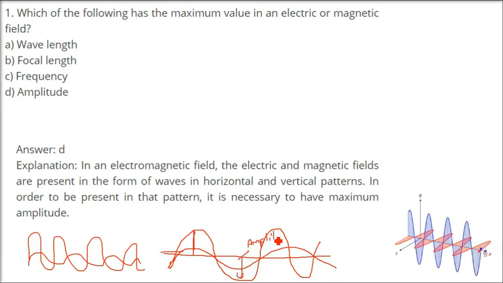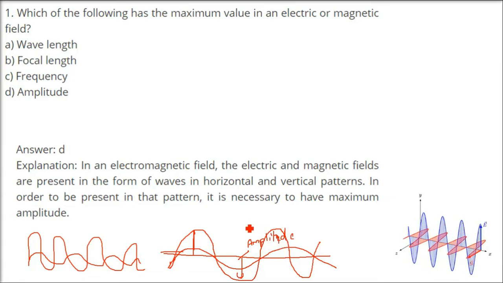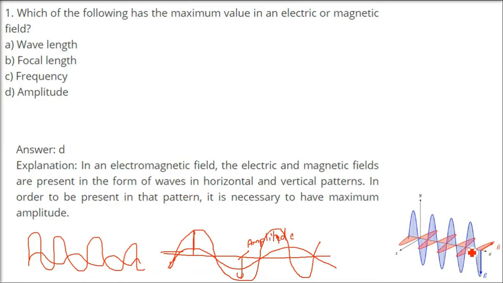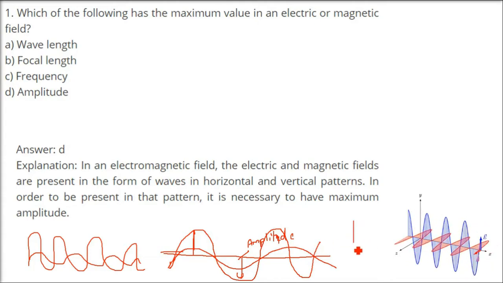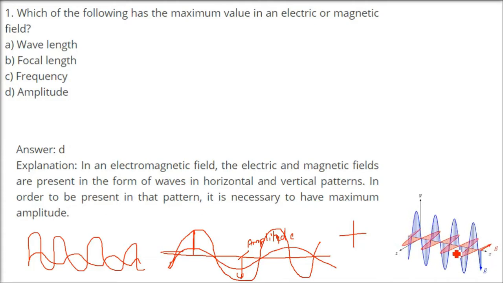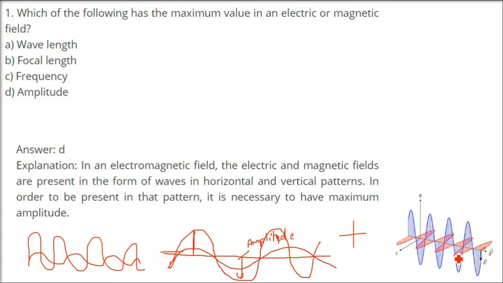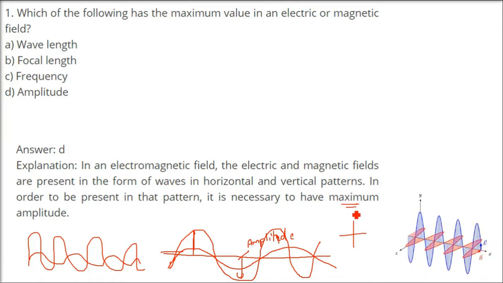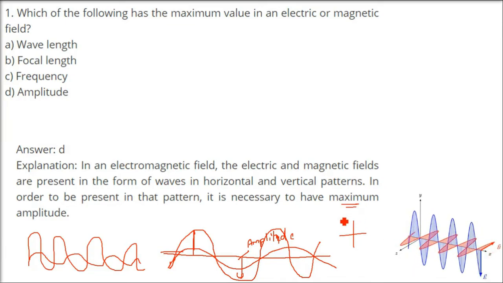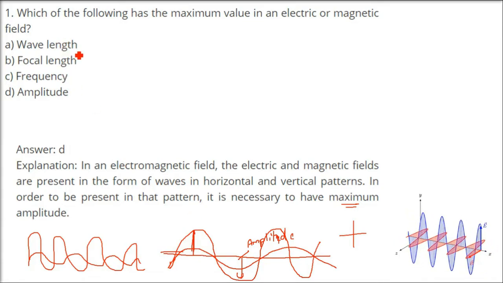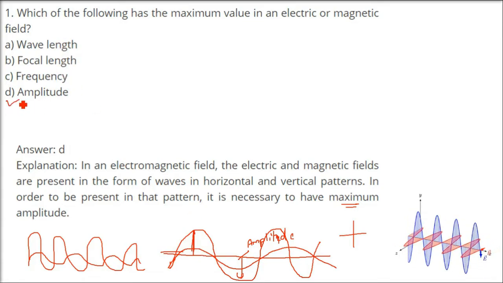In an electromagnetic field, the electric and magnetic fields are present in the form of waves in horizontal and vertical patterns. In order to be present in that pattern, it is necessary to have maximum amplitude. These are the two orthogonal fields I'm showing you. So the maximum will be the amplitude. I hope you got the idea. It's not wavelength, it's not focal length, it's not frequency. It's amplitude.